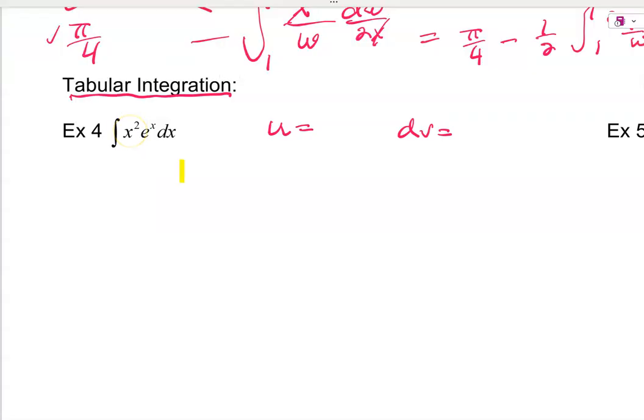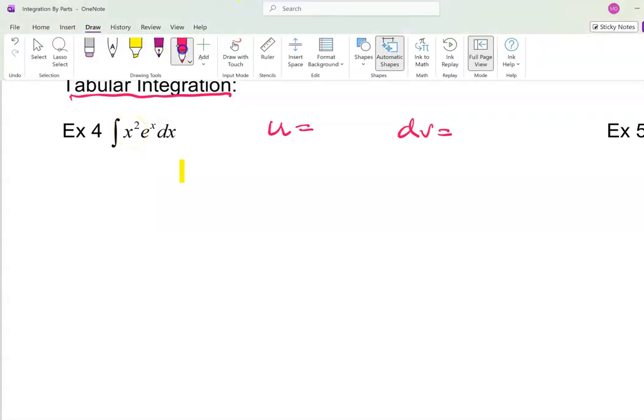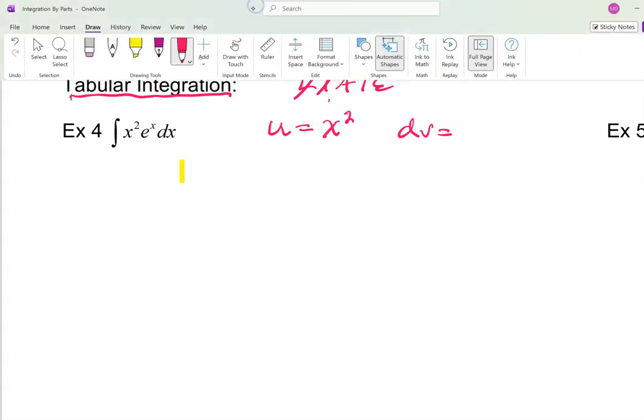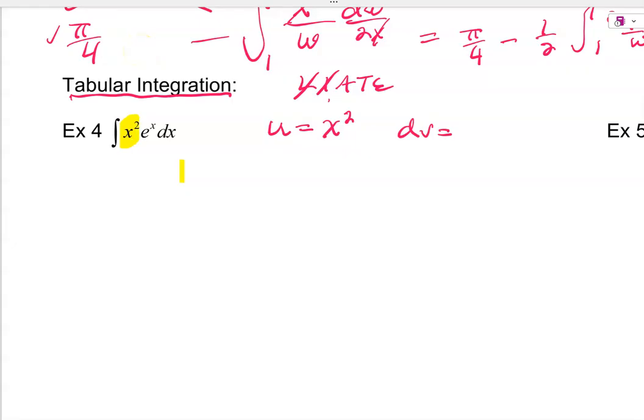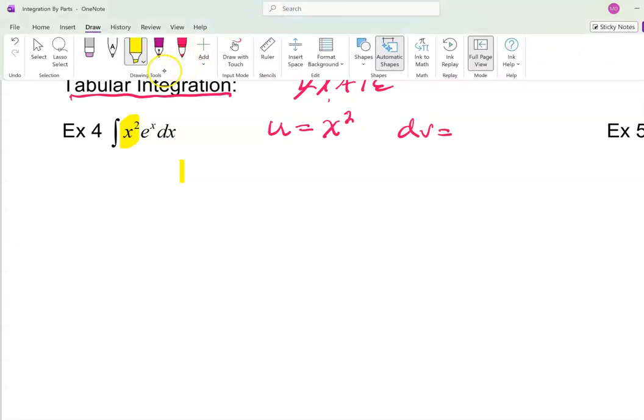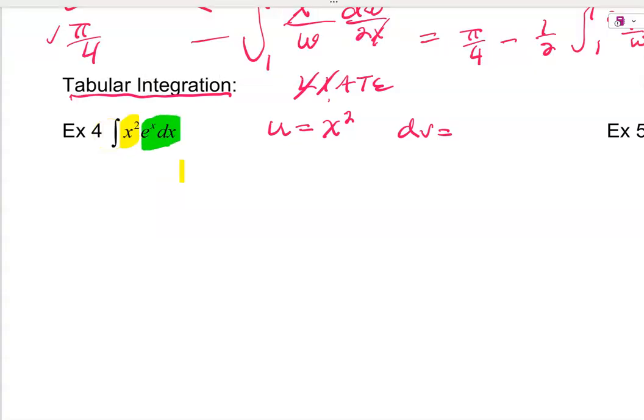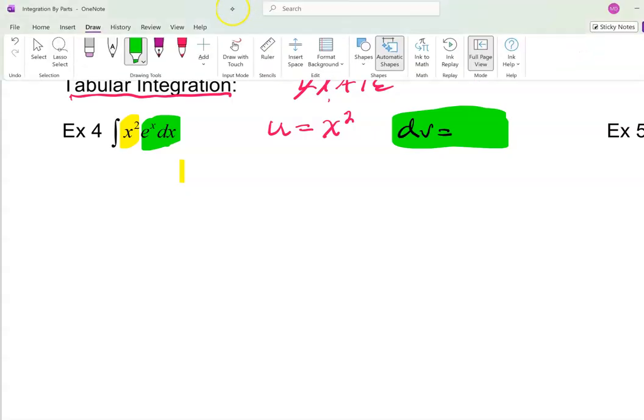But listen, what I want to remind you of is how to select u. We're going to do LIATE. I'll say, do I have any logs? No. Inverse trig? No. Algebra? Yeah. And then that right there can be my u. Now, what did we not select? Well, we did not select the e to the x dx. That's what's going to be dv.